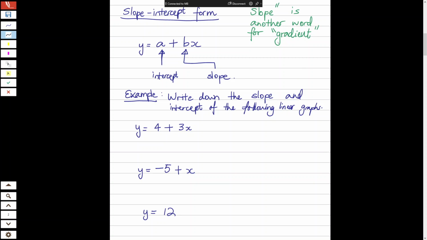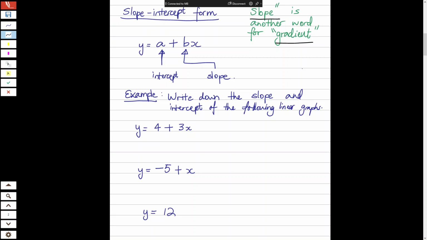just want to draw to your attention the following. You probably called it gradient for the last few years. In general maths, we use a different word. It's slope, but it means exactly the same thing. So when you read your textbook or the study design or an exam question next year, they'll use the word slope rather than gradient. So just be aware of that.